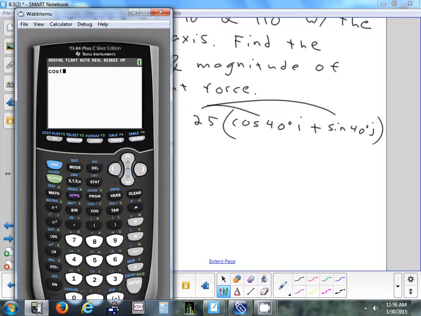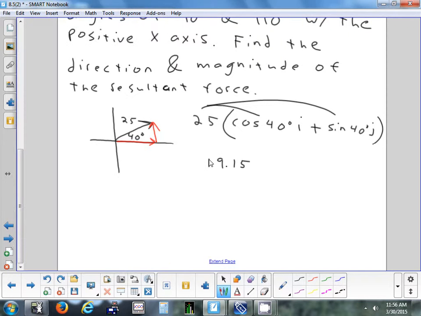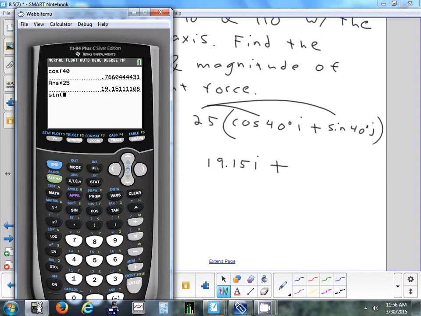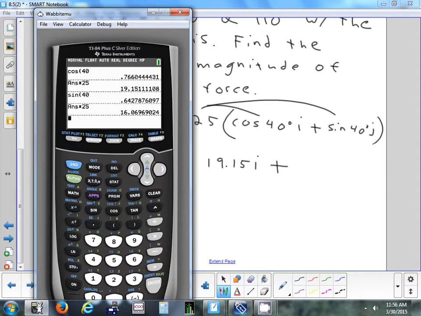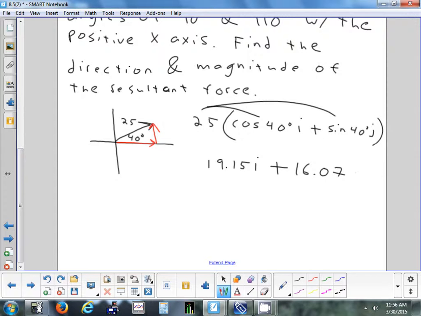All right, so we get cosine of 40 times 25, that's 19.15. Now do sine 40 times 25. 16.07j. Okay, that's my first force broken down into its horizontal and vertical components. It's pulling 19.15 newtons right, 16.07 newtons up.